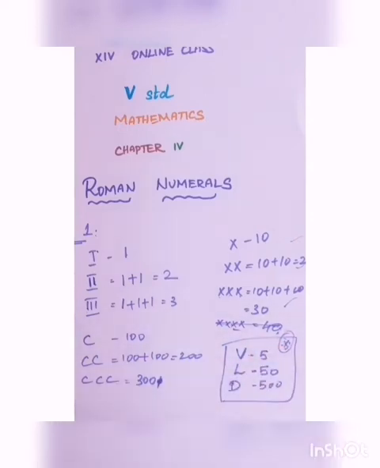What is the first rule? We can add the letters which appear more than once, and the second note is we can write the letters up to 3 times only. Beyond 3 times we cannot write like this. This is wrong. We can repeat the letters together only 3 times, and V, L, D are not repeated in this rule.